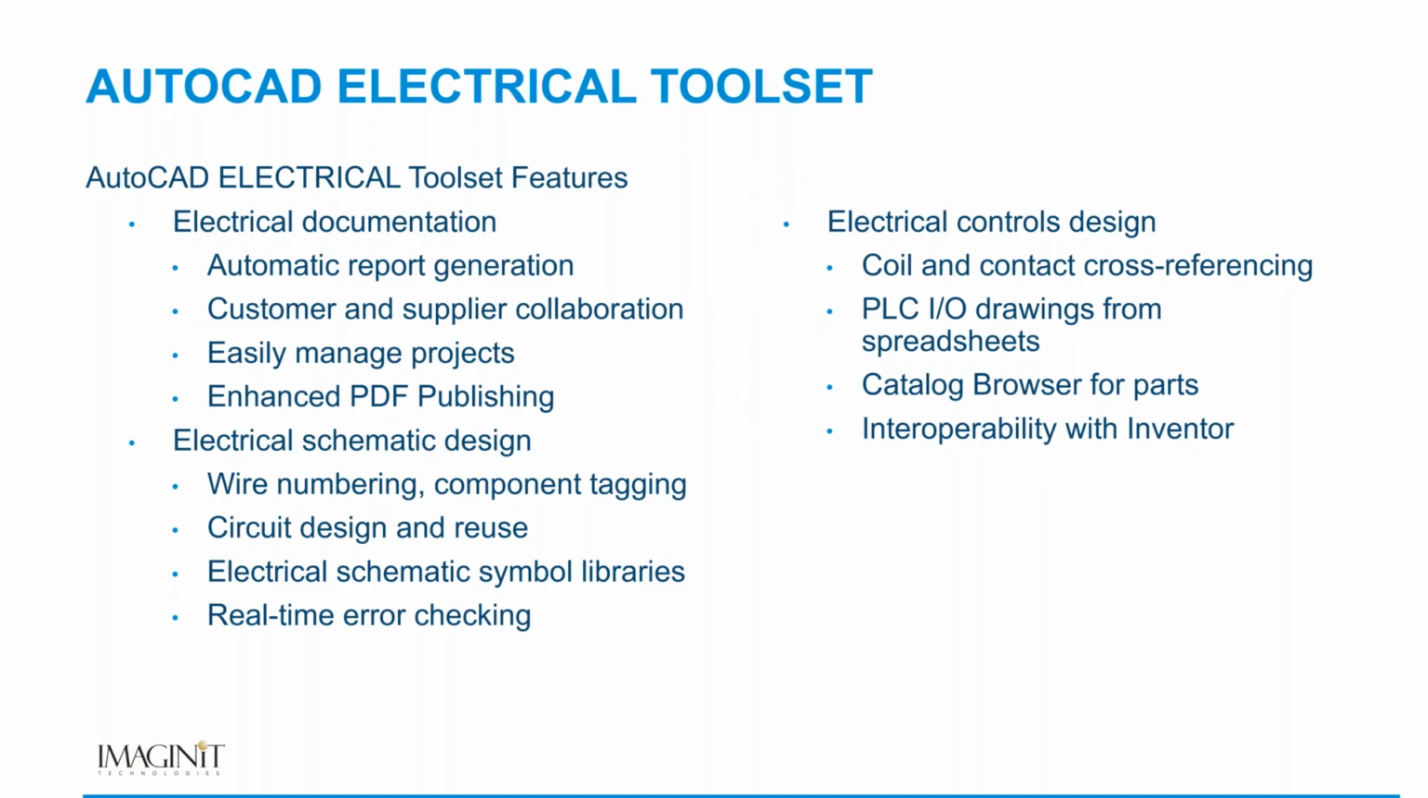You have a catalog browser for parts. And again, this catalog browser is pre-populated with a large number of parts that you would typically use. Siemens, Allen Bradley, things like that you would put in a panel. And then interoperability with Inventor. So this allows you to take your Inventor designs, connect them with the electrical tool set so you can do panel layouts for an Inventor drawing.